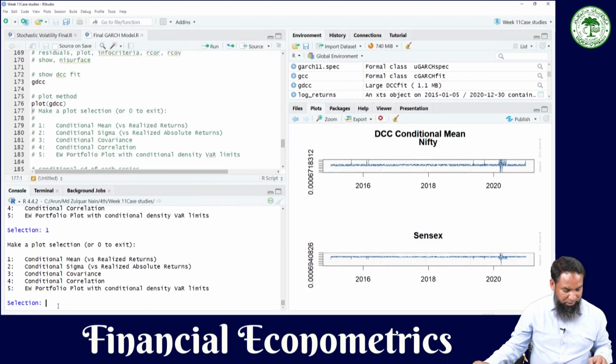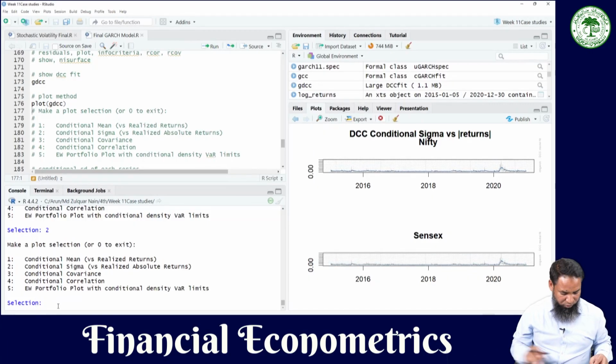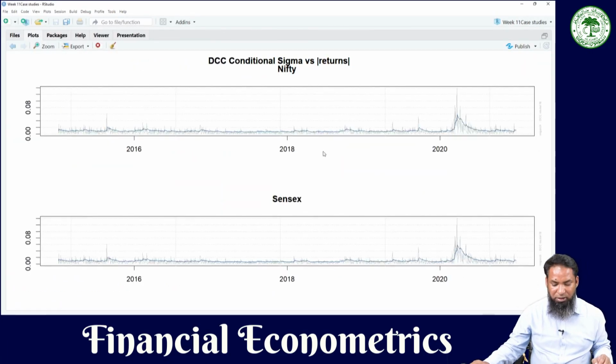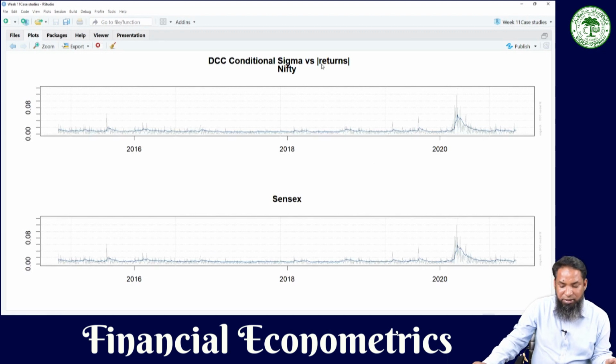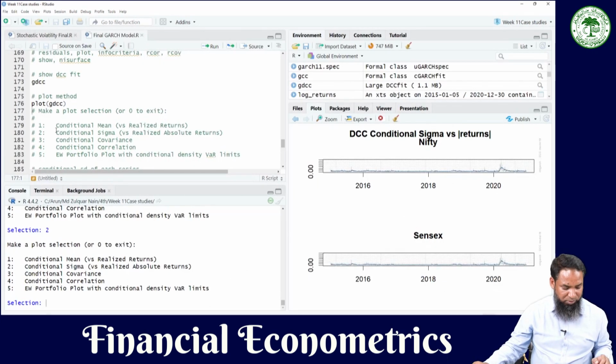Similarly we can plot the conditional sigma. This is the conditional sigma versus the returns. We can observe that the conditional variance, the darker line, is quite closely able to capture the variation of the actual returns. So that means it seems quite a good fit. You can see almost every turning point it is able to capture, and almost everywhere we are able to perfectly capture the movement.